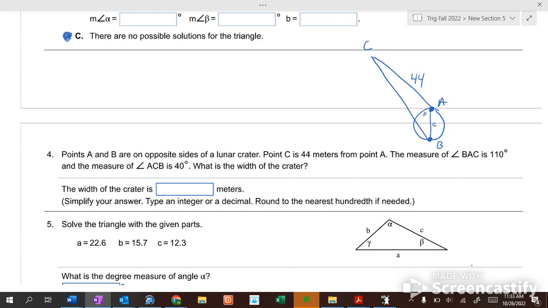BAC is 110, so this one right here is 110. ACB is 40, so that was 40. So I have my opposite of C, so I know the sine of 40 over C. We got that. 110 is opposite of nothing that we know, so 44 is opposite of this angle. So if we knew this angle, then we would be in business. How big is angle B? 30.